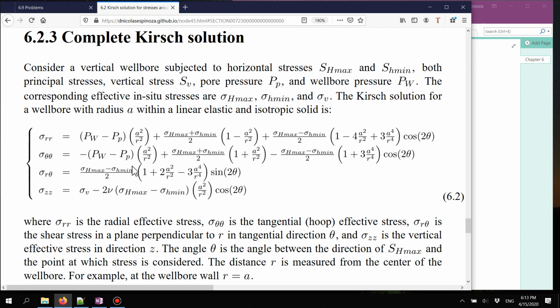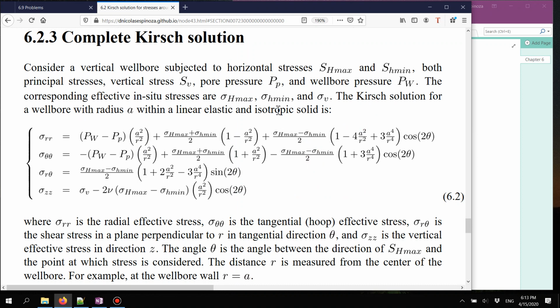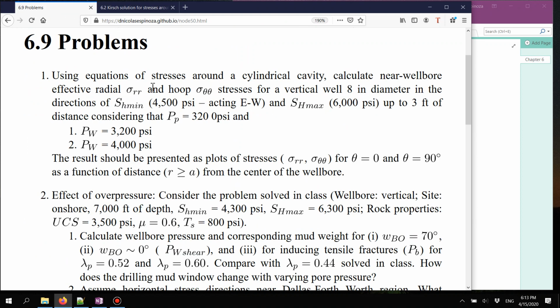Remember that here A is the radius of the wellbore, and R is the distance from the center of the wellbore to the position in which you are. So, for example, your plot should start at R equal to A, at R equal to 4 inches for this particular case, because the diameter is 8. So your plot will start at 4 inches and probably go, let's say, to 40 inches.